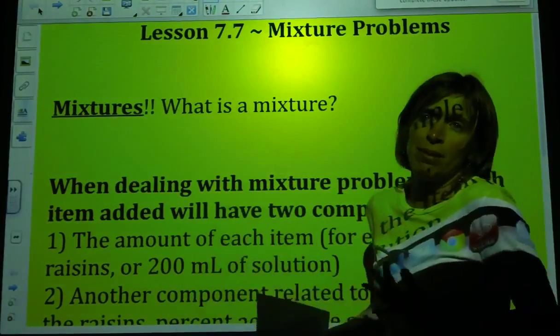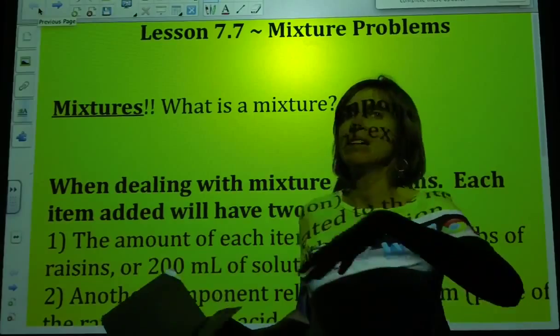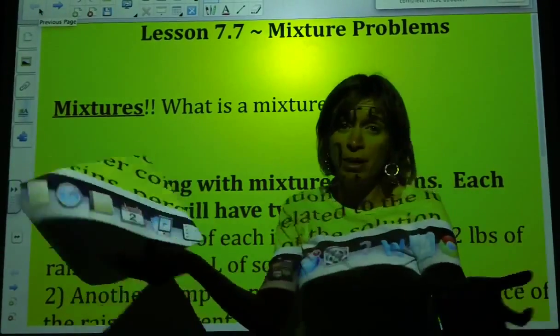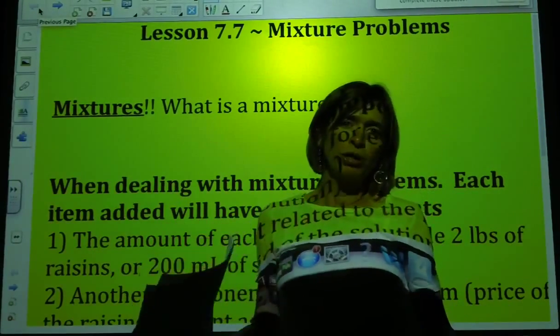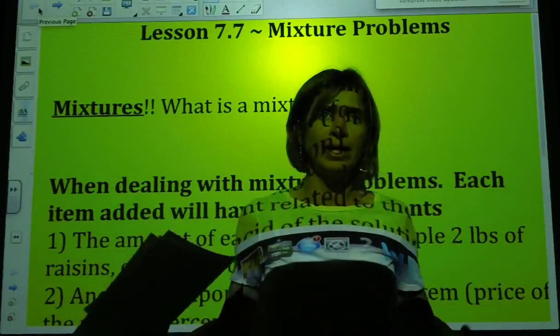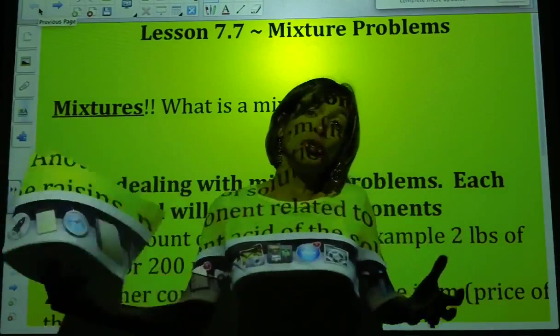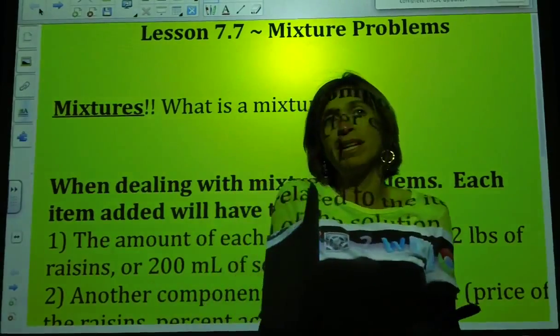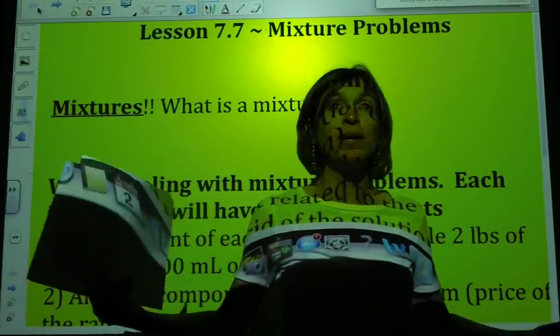Sometimes I make trail mix for my kids. I take almonds and raisins and I mix them together. That is what we're going to be doing when we're doing mixture problems. We're going to be mixing two quantities or putting together two quantities. We also could be mixing distances or average speeds together.